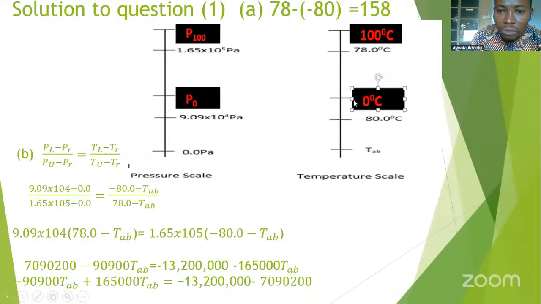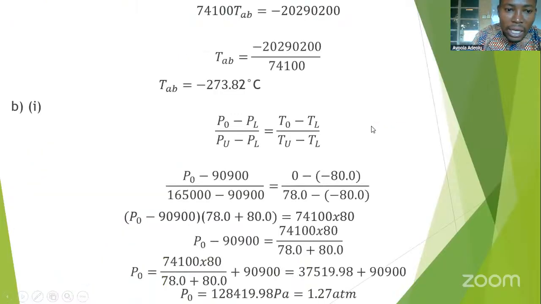So I will do the same thing. That's the temperature at P naught, that's 0 minus the lower temperature over the upper temperature minus the lower. That's why I have what I have here. P naught minus the lower pressure over upper pressure minus lower pressure is equal to the temperature they give us, that's the freezing point of water, minus the lower temperature, over the upper temperature minus the lower temperature.